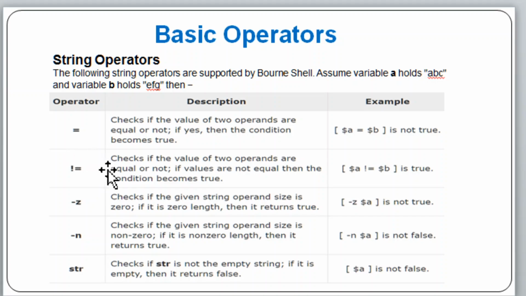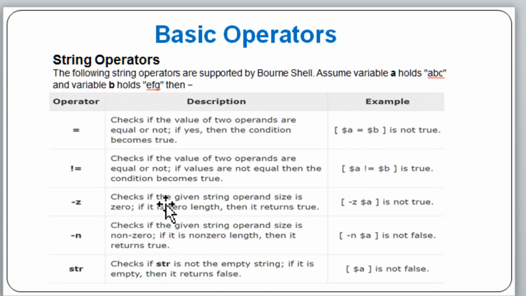We have not equal, which checks if the value of the two operands are equal or not. If the values are not equal, then the condition becomes true. So ABC does not equal EFG, so the statement's true. And guys, I think I misspoke. I meant to say is not true up here. Okay. Obviously, ABC is not equal to EFG, so it's not true. And this one is true because they are not equal.